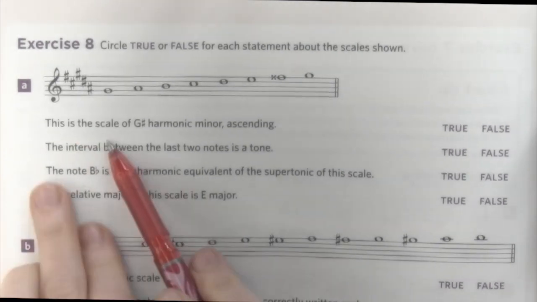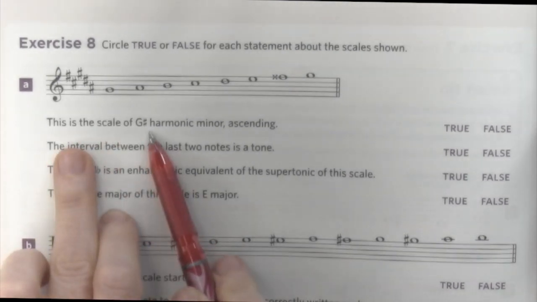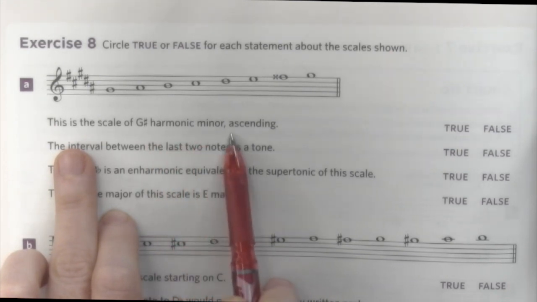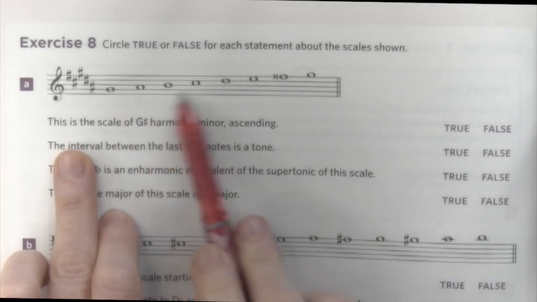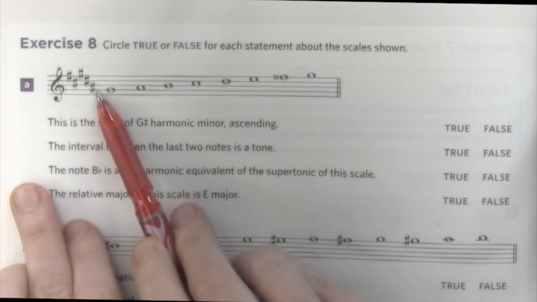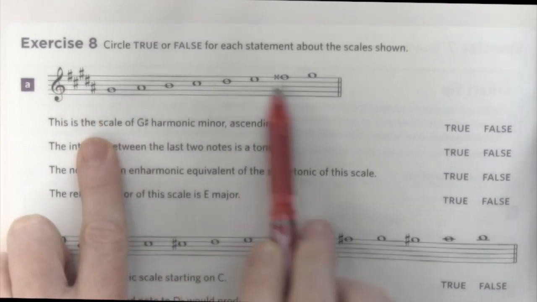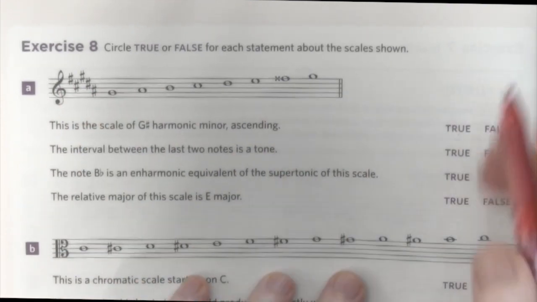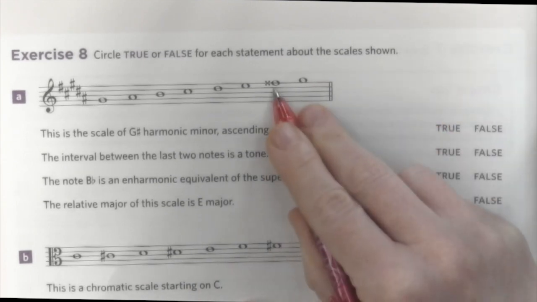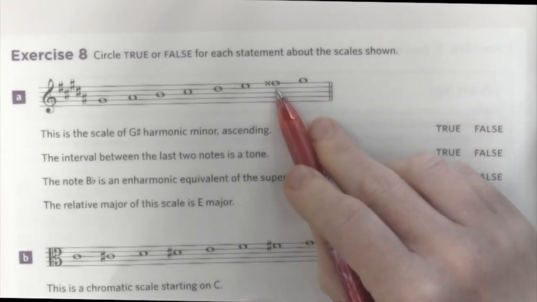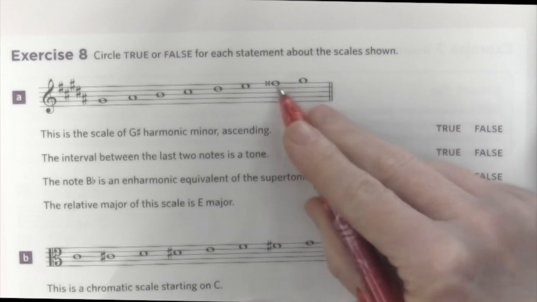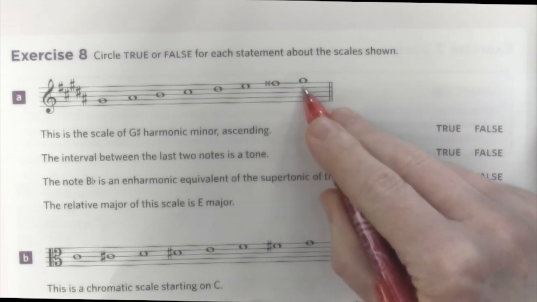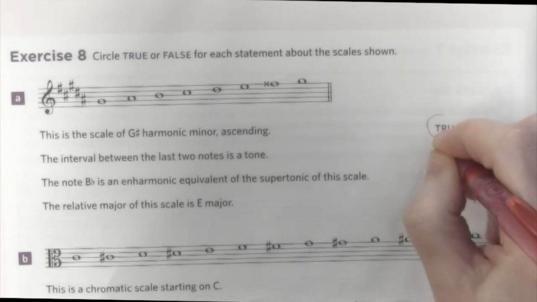Okay, this is the scale of G sharp harmonic minor ascending, and I think it is because we have 5 sharps and then we have the other one raised, so the 7th degree raised to form the leading note, a semitone between the 7th and the last note. So true.